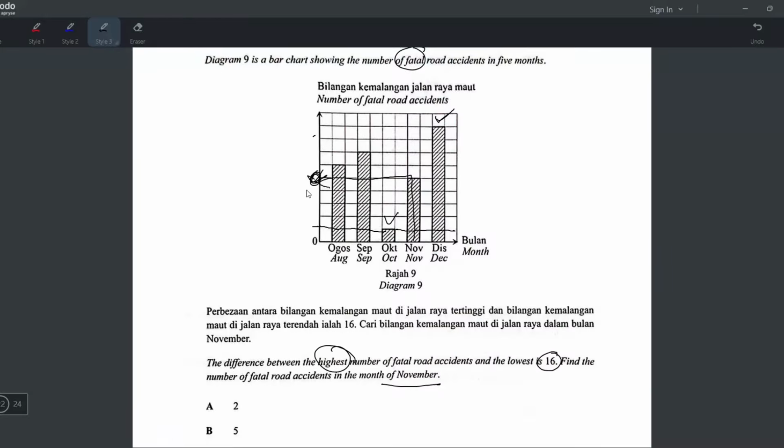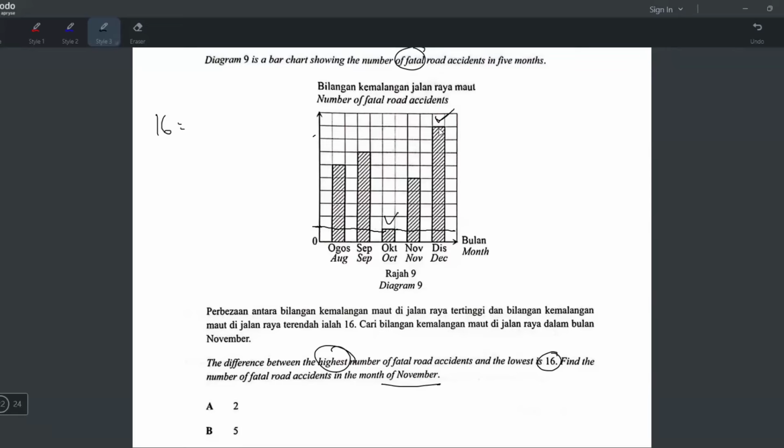So what you have to do now is find out first how much one box is. It could be 1, 2, 3, 4, 20, or 100. No one knows, right? So how do you know one box? Very easy. 16 is the difference, right?